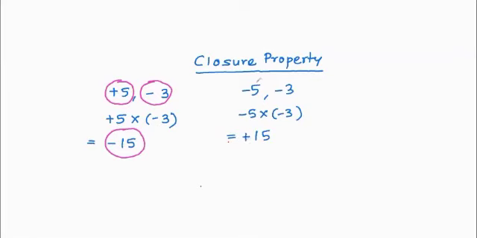So the multipliers, minus 5 and minus 3, and the answer, plus 15, all these three are integers, and hence we can confidently say that integers are closed under multiplication.